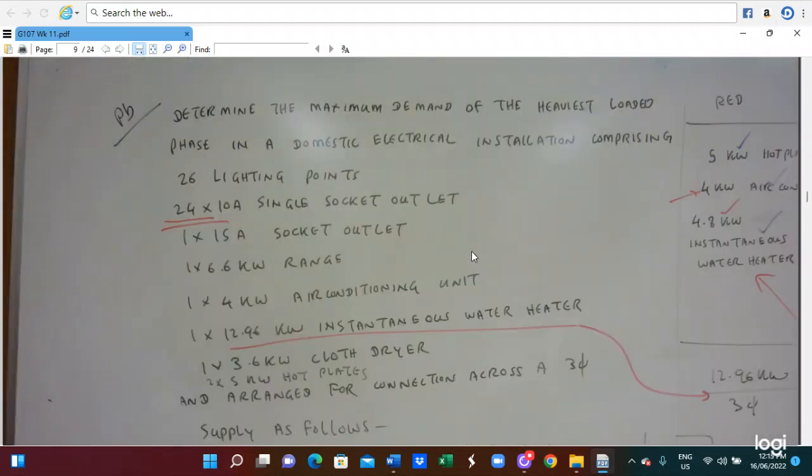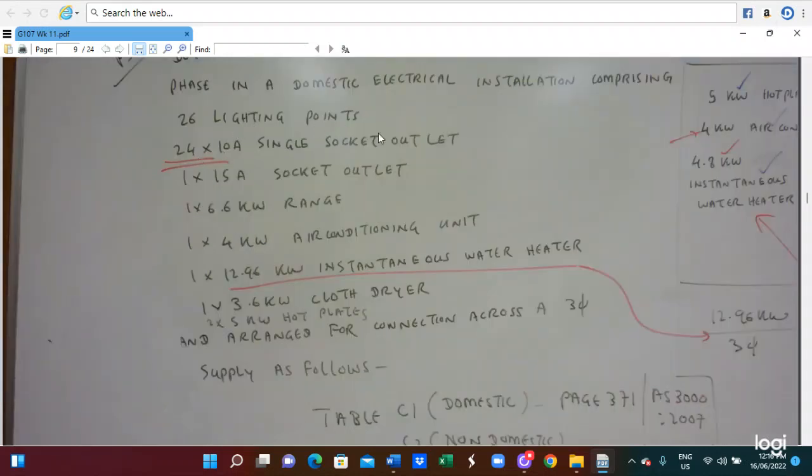Now we have to determine the maximum demand of the heavier loaded phase in a domestic electrical installation comprising 26 lighting points. In this case, it includes 24 10 ampere single socket outlets, 1 15 ampere socket outlet, 1 6.6 kilowatt range, 1 4 kilowatt air conditioning unit, 1 12.96 kilowatt instantaneous water heater, 1 3.6 kilowatt clothes dryer, and 2 5 kilowatt hot plates.